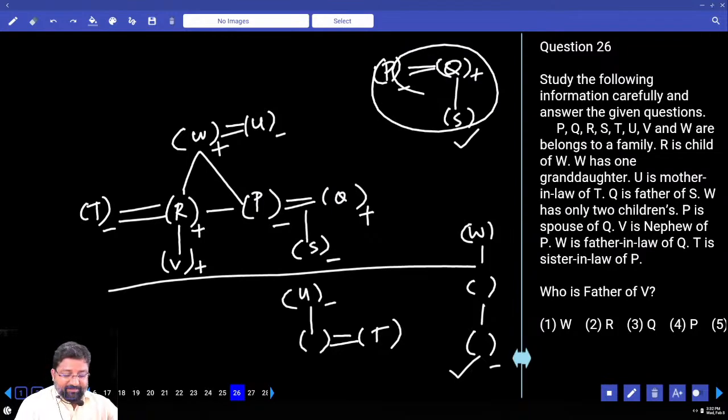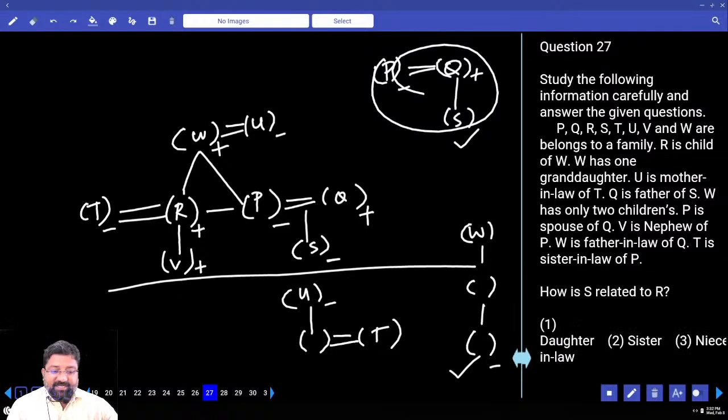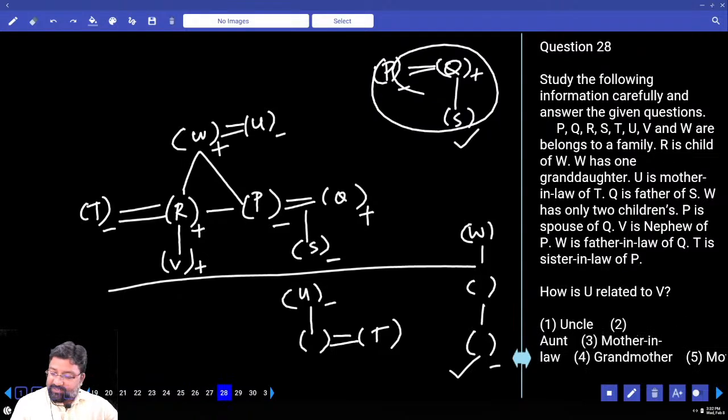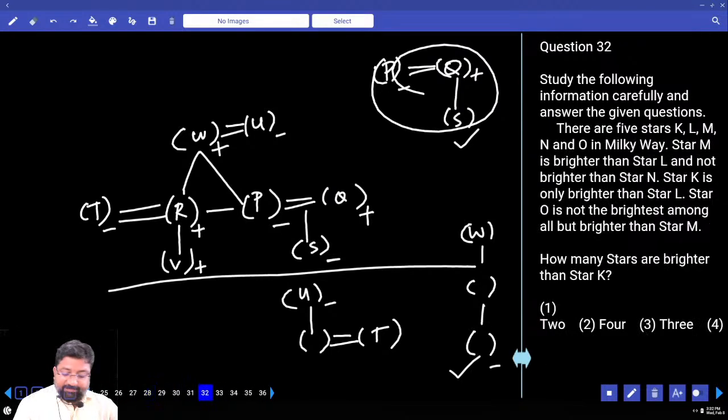Who is the father of V? R. How is S related to R? Niece. 28. How is U related to V? U is the grandmother of V.